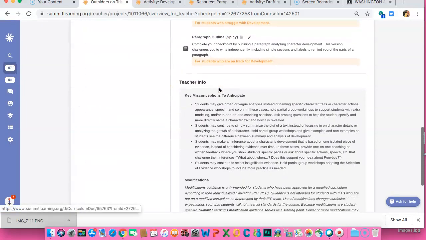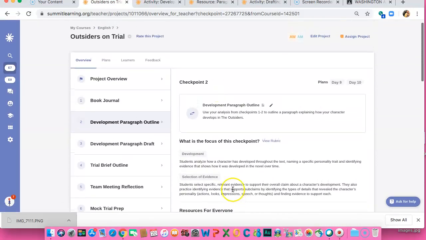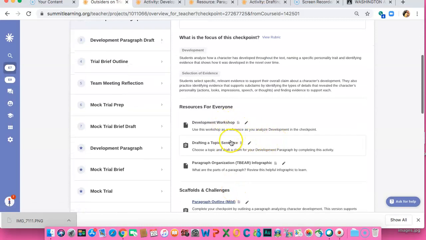Any questions, be sure to shoot me an email. Of course, all these resources are available. How to draft the topic sentence, like I talked to you guys about. And if you need help with running back how to organize your paragraph, this is the infographic to make that happen, okay? And there you have it. That's your checkpoint 2. And your checkpoint 3, all at the same time.